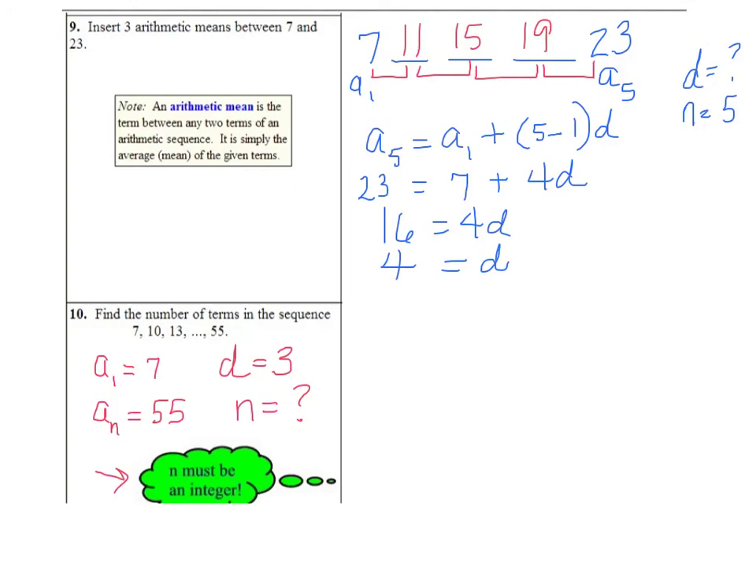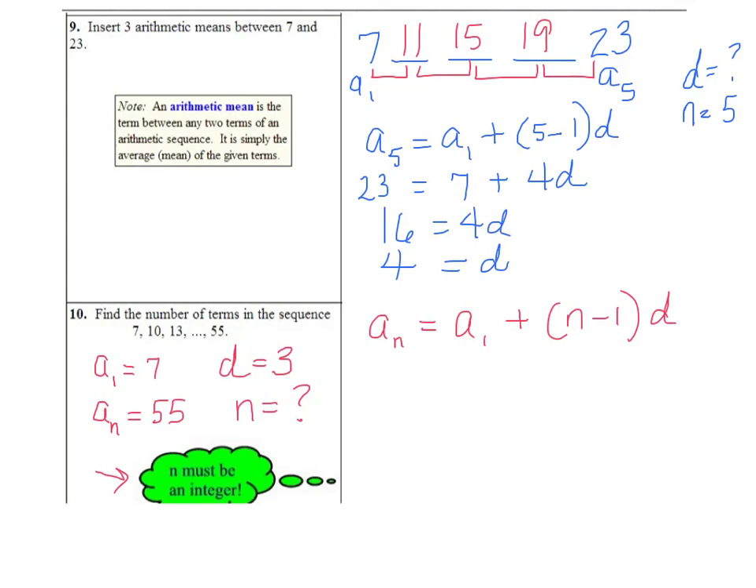We have 1, 2, 3 terms. We don't have 3.8 terms. We have just a whole number. So we need to remember that. All right, so I'm going to use this formula because this has everything I need in it. A sub n equals a sub 1 plus n minus 1 times d.